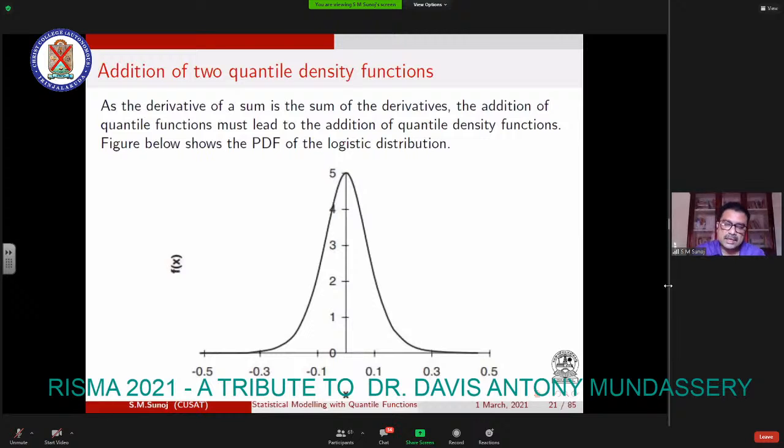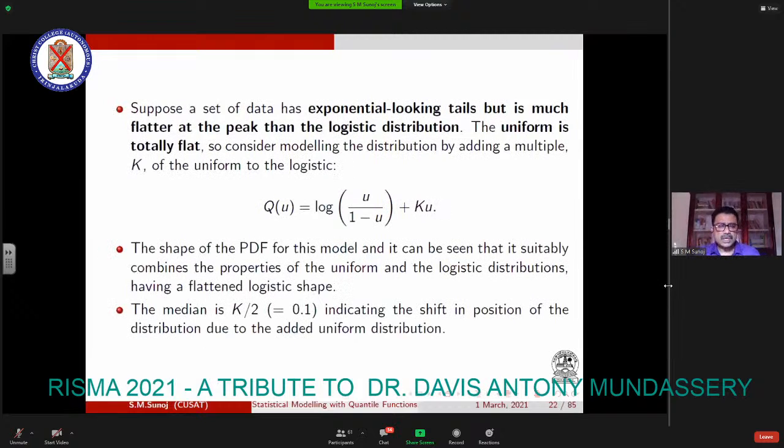So here we are getting the quantile: we are adding two quantile density functions, and added together, we are getting a quantile density function again. That is in fact the quantile density function connected to the probability density function of the logistic distribution. Now, some more interesting properties one can think of.